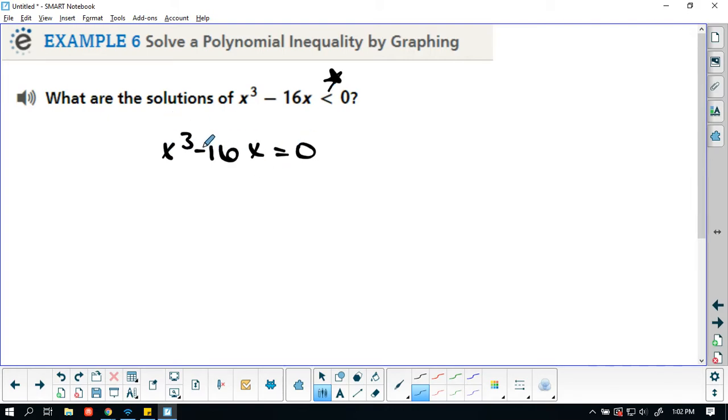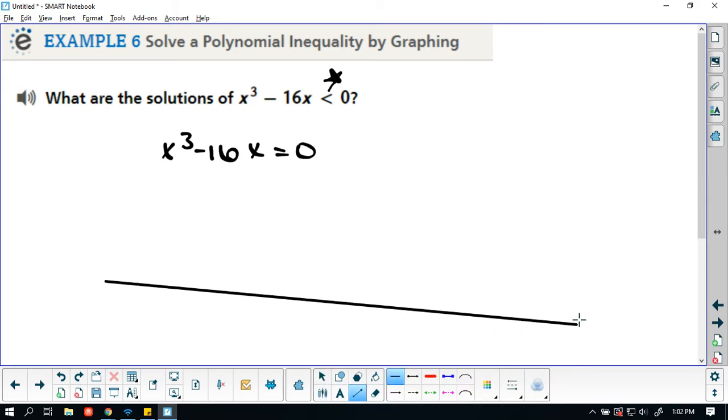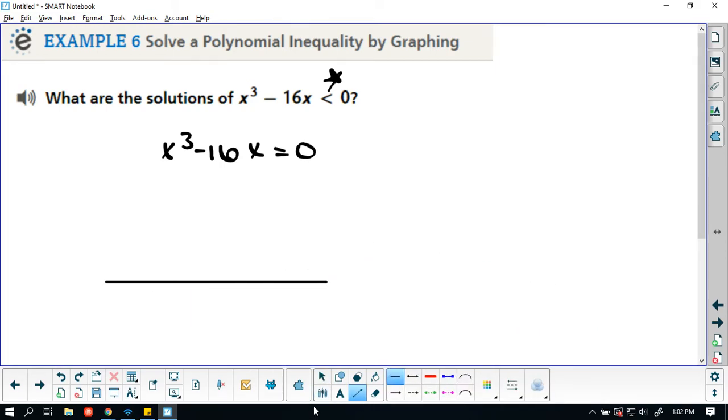Because what I want to do is find where in my graph I cross that x-axis. All right, so first steps first, always look for your greatest common factors before you go into factoring. So here I could pull out an x, and I have x squared minus 16. And there's the difference of squares.